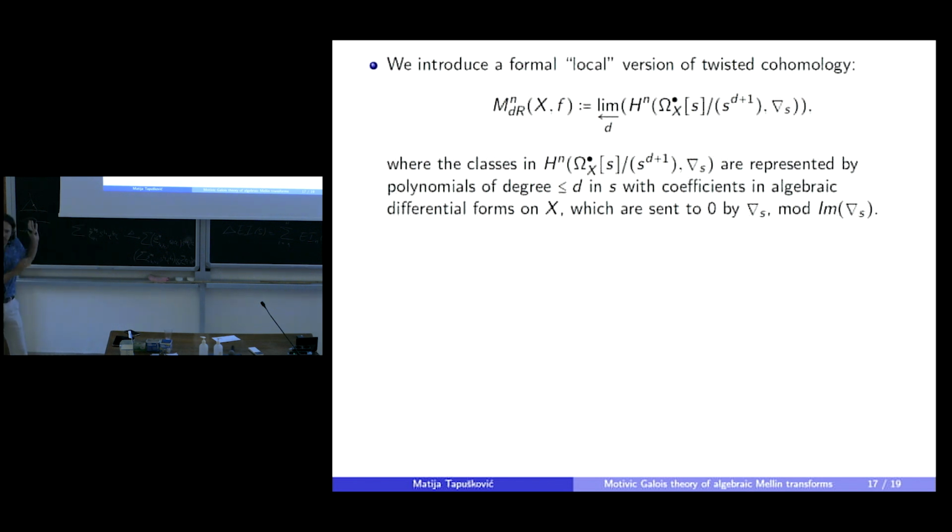So just bear with me with this slide. Let me just see. Oh, wow, excellent. Well, we want to introduce a sort of a formal local version of twisted cohomology. We want some cohomology groups which will encode those expansions on their own. So we want these expansions where the coefficients are motivic periods.